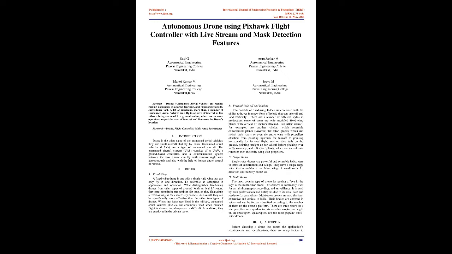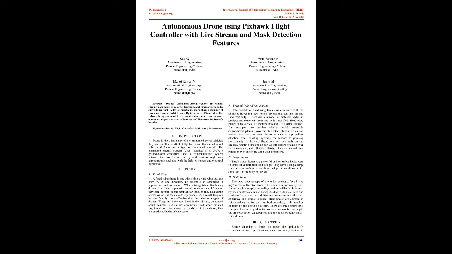Multi-rotor. The most popular type of drone for getting a camera in the sky is the multi-rotor drone. It is commonly used for aerial photography, recording, and surveillance. It is used by both professionals and hobbyists due to its small size and ready-to-fly capabilities. Multi-rotor drones are also the least expensive and easiest to build.